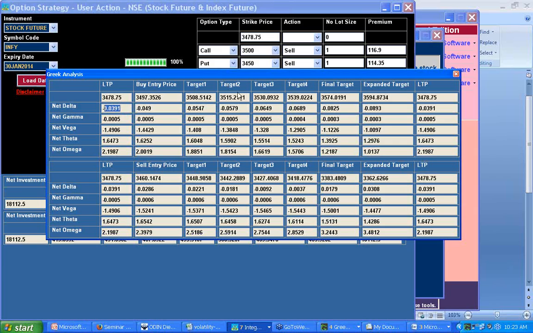Net Greek has come to negative 0.03 delta, and net gamma is here, and net vega is 1.492. This is the level you are at, and vega is a parameter which tells you about the volatility decay.